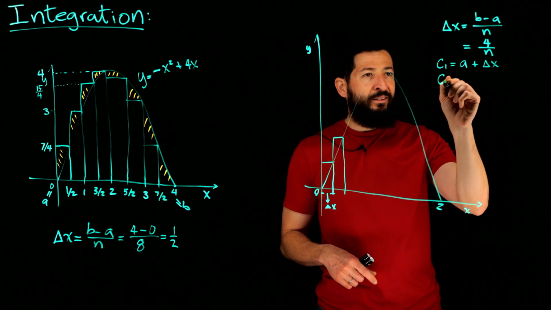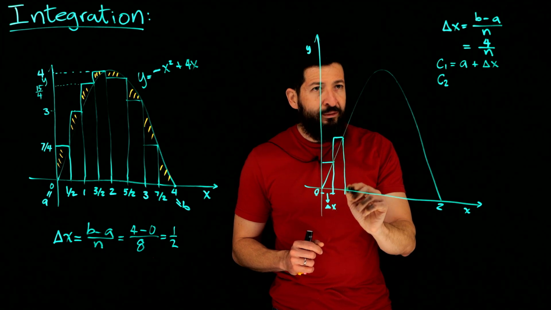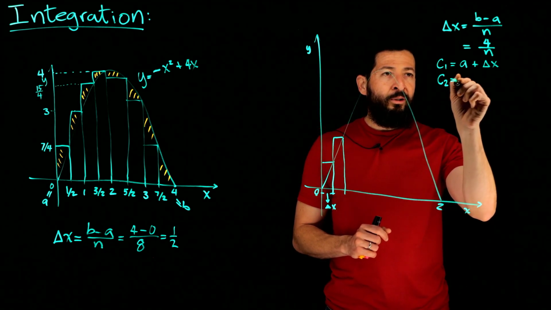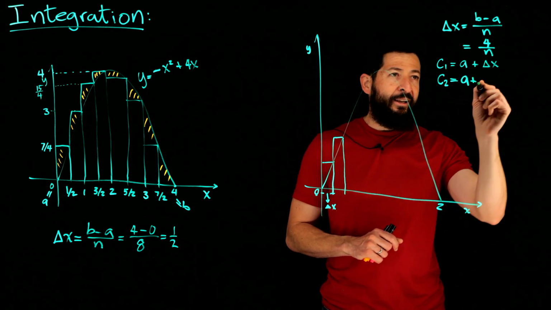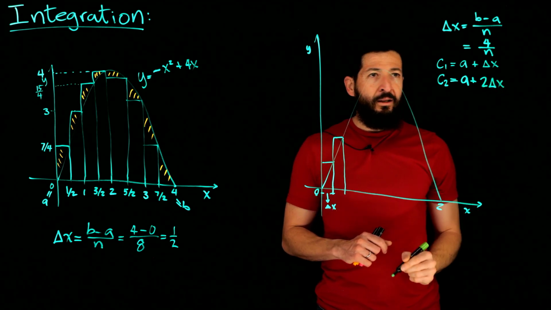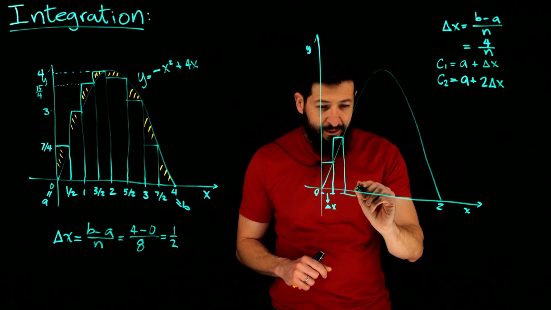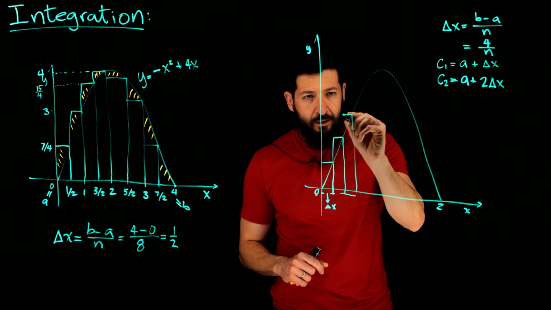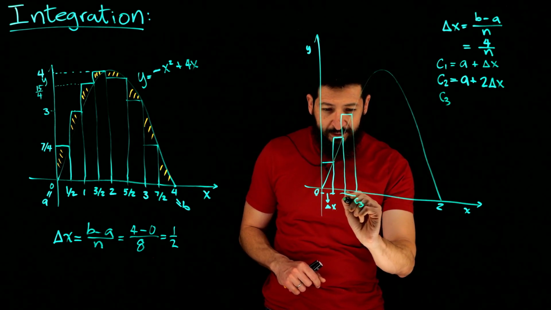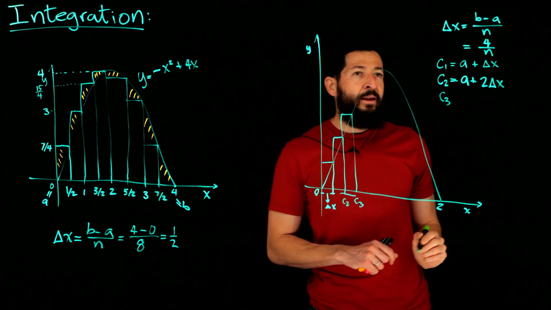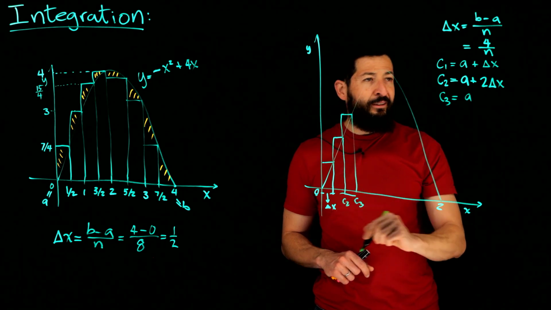So C2, my second height, I said height, my bad. My second endpoint on the interval. That's what I meant. So my second endpoint on the interval will be given by a plus delta x plus delta x. So if we move over one more delta x, so again another delta x over, I'm going to have C3, which is going to be this position here, C3, and this is C2, and this is C1, is going to be a plus 1 delta x, 2 delta x's, 3 delta x's.